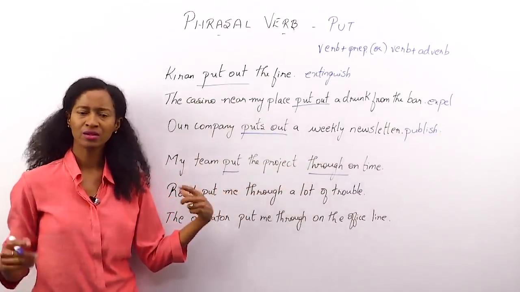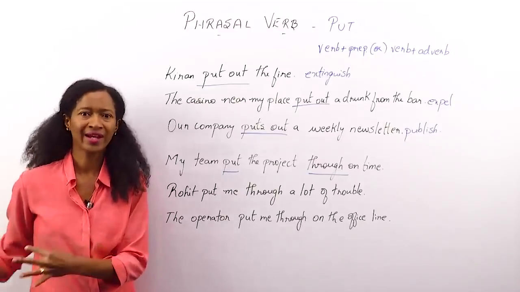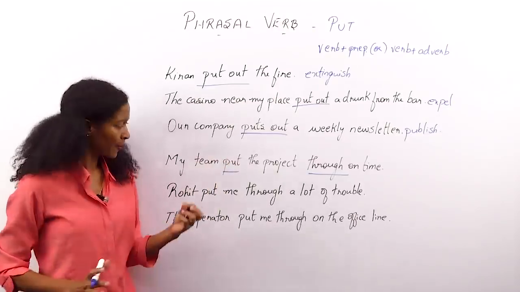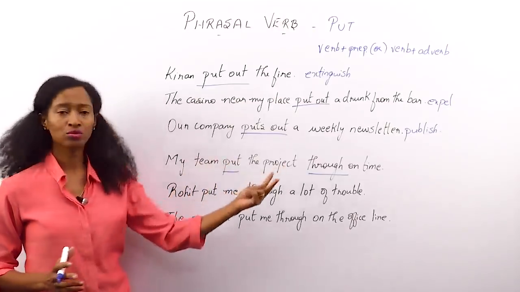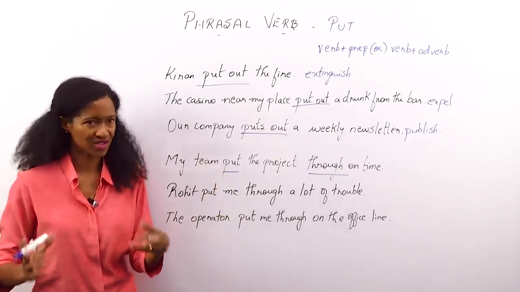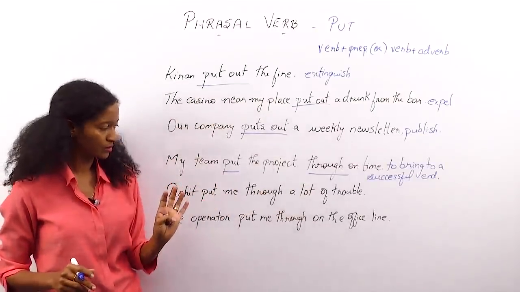So what can the meaning be in this context? Basically they brought it to a successful end, right? They were able to successfully complete the project on time. So that's the meaning. Put through in this context means to bring to a successful end.